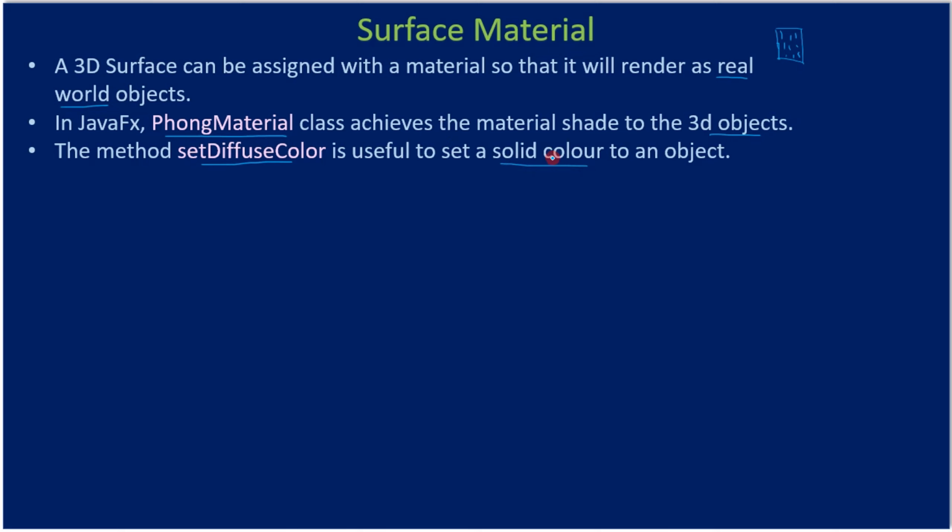In the previous video we saw creating a box and a cylinder, right? And those objects are in gray color by default. So if you want to change the color, you can create a material and set a diffuse color to it. This will assign a color to the object.